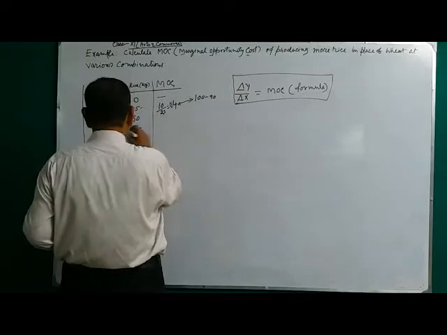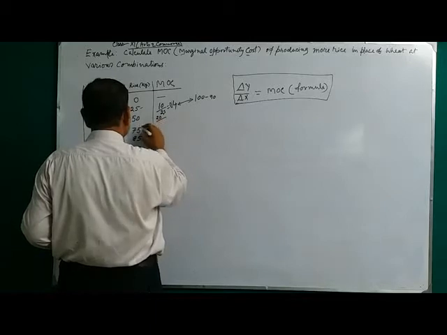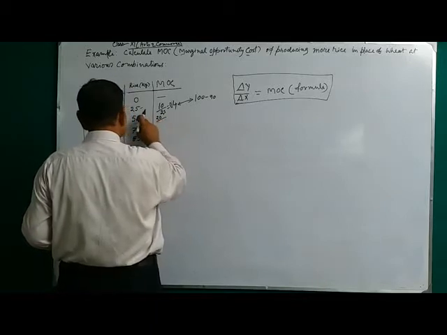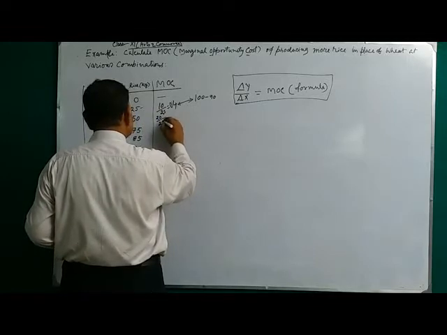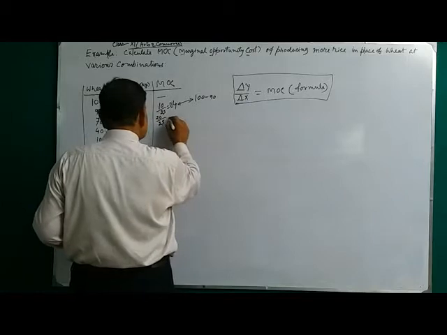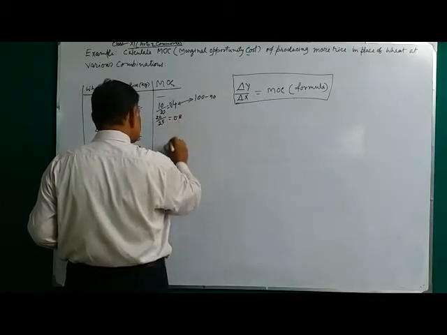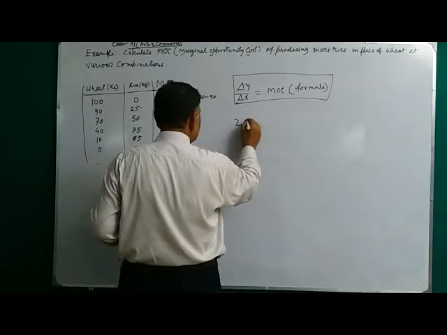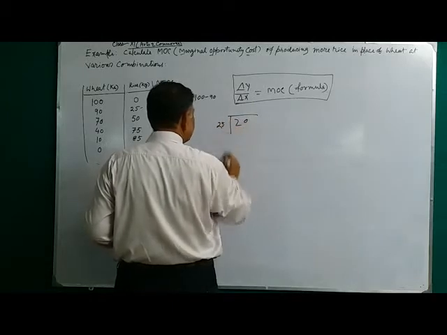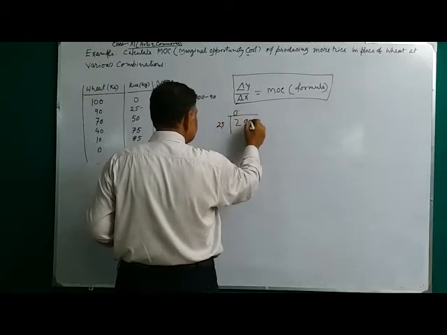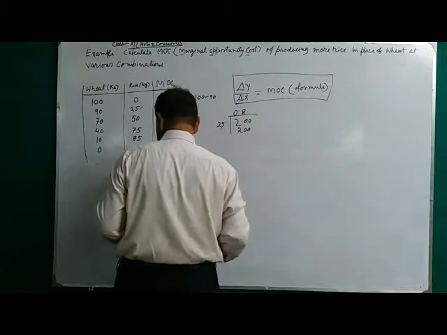Then 20 by 25 again, because 50 minus 25 is equal to 25, is equal to 0.8. Perhaps you can calculate this: 20 divided by 25. This is the method.